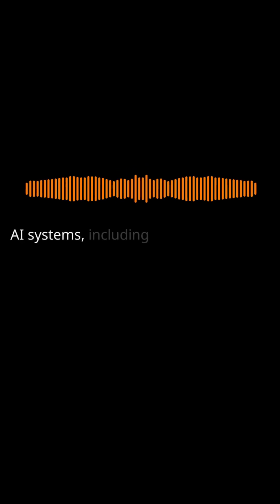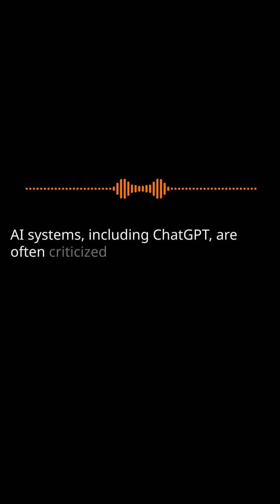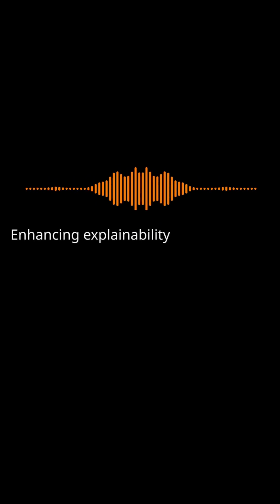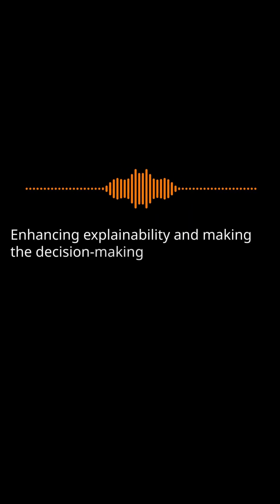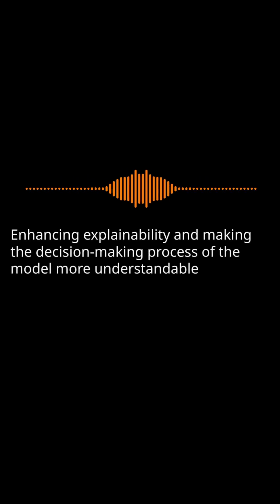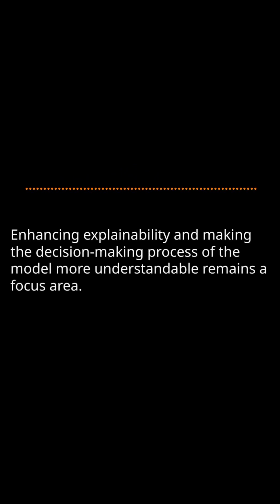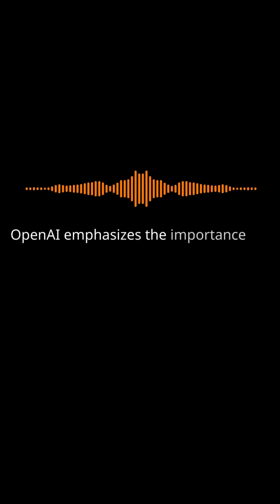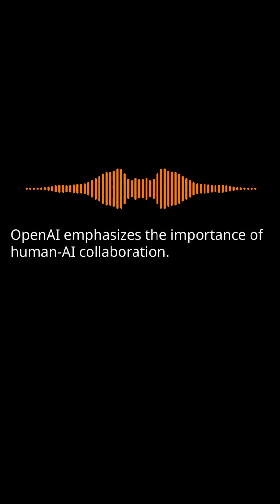Transparency and explainability. AI systems, including ChatGPT, are often criticized for their lack of transparency. Enhancing explainability and making the decision-making process of the model more understandable remains a focus area. Human AI collaboration. OpenAI emphasizes the importance of human AI collaboration.